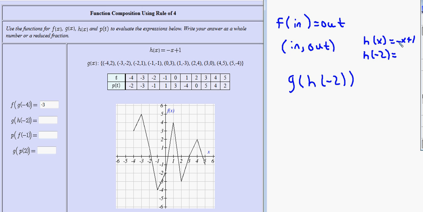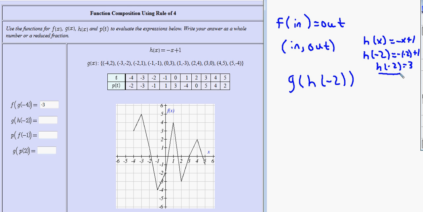Well, x already has a negative in front of it. So when you plug it in, it's going to be negative negative 2. I'm not sure I have room to write that, we'll just try. So negative negative 2, but then you still have the plus 1. So what would h of negative 2 be? Two negatives make a positive, so that's positive 2. 2 plus 1 is 3. So all of that just to find that h of negative 2 is 3.